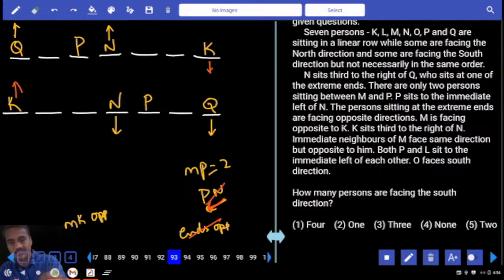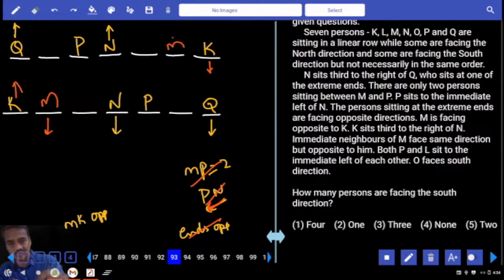M and P 2. Then M will be here. This is done. M and K opposite direction. Here Q and M and K opposite. K north, M south. K south, M north. M and K opposite. Then K sits out to the right of N.